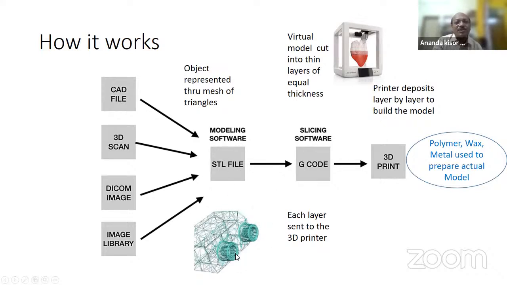Once the object is prepared, the virtual model is cut into thin layers of equal thickness. The slicing is done with the help of slicing software, which produces the G code. So each layer is sent to the 3D printer. It is sliced in this manner, one, two, like this. There are several slices made with the help of this image, and every slice is sent to the 3D printing machine, and the printer deposits layer by layer to build the exact model.